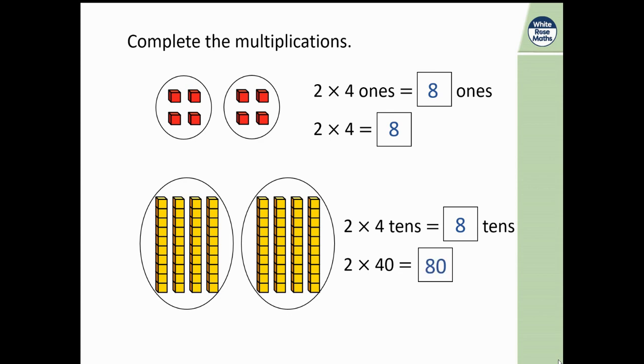Can you see that 2 multiplied by 4 equals 8? So then 2 multiplied by 40 equals 80. Can you see? That is called a related fact. I have used my knowledge of 2 multiplied by 4 equals 8, and I've applied that to tens because I know that if 2 multiplied by 4 tens is 8, then 2 multiplied by 40 must be 80.